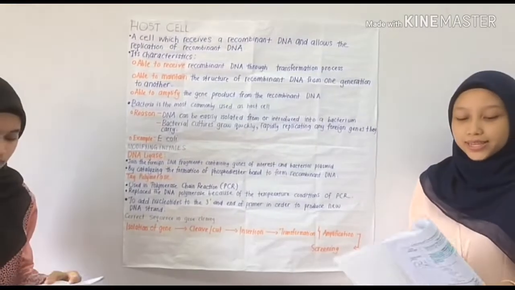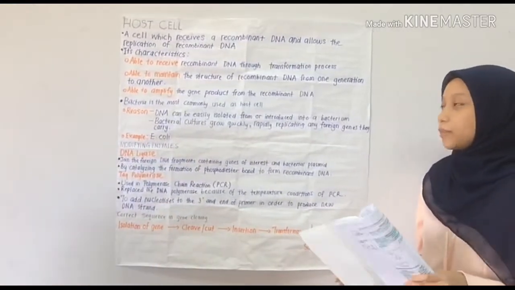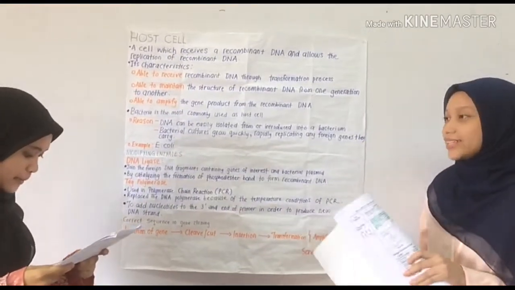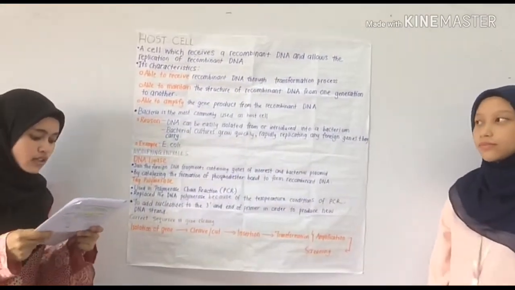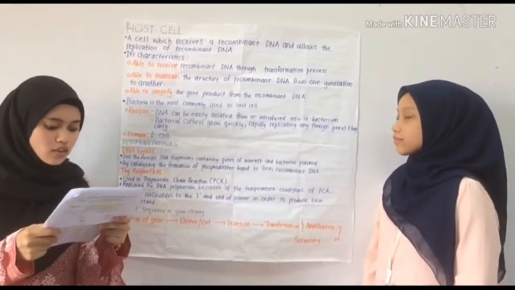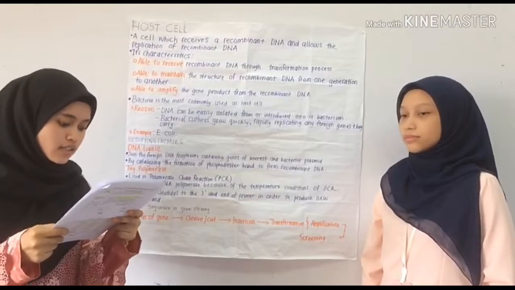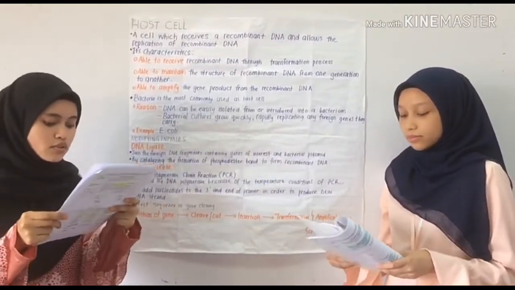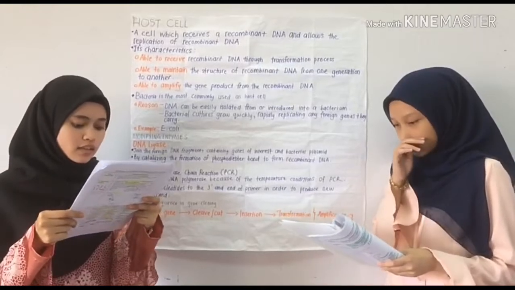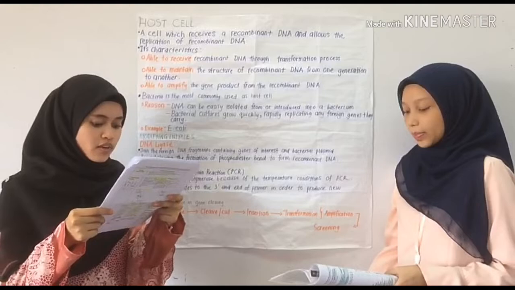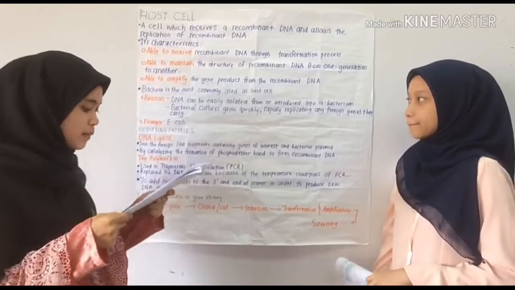Okay, so we're going to discuss the two other tools used in recombinant DNA technology, which are host cell and modifying enzymes. A host cell is a cell which is able to receive recombinant DNA and allows the replication of recombinant DNA. Its characteristics are: able to receive recombinant DNA through the transformation process, able to maintain the structure of recombinant DNA from one generation to another, and able to amplify the gene product from the recombinant DNA.